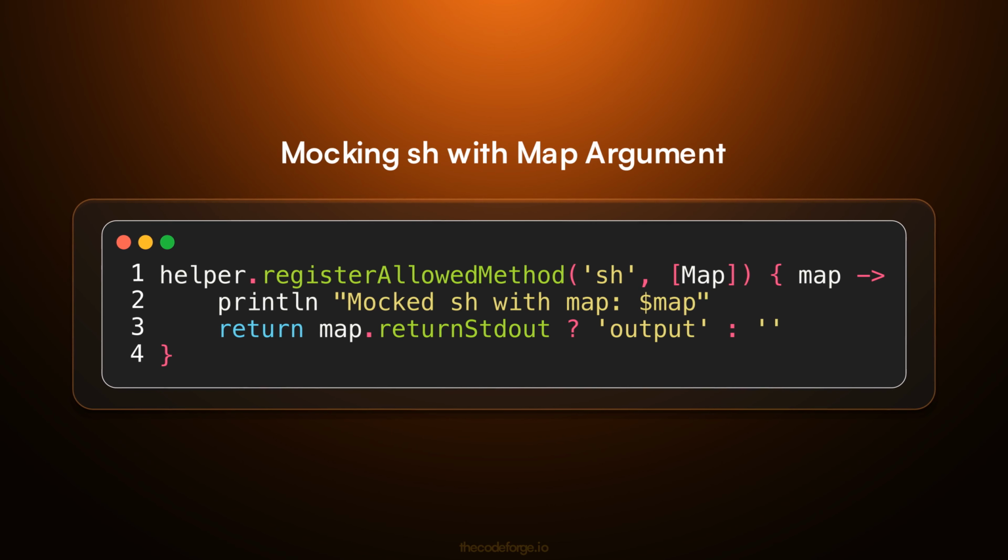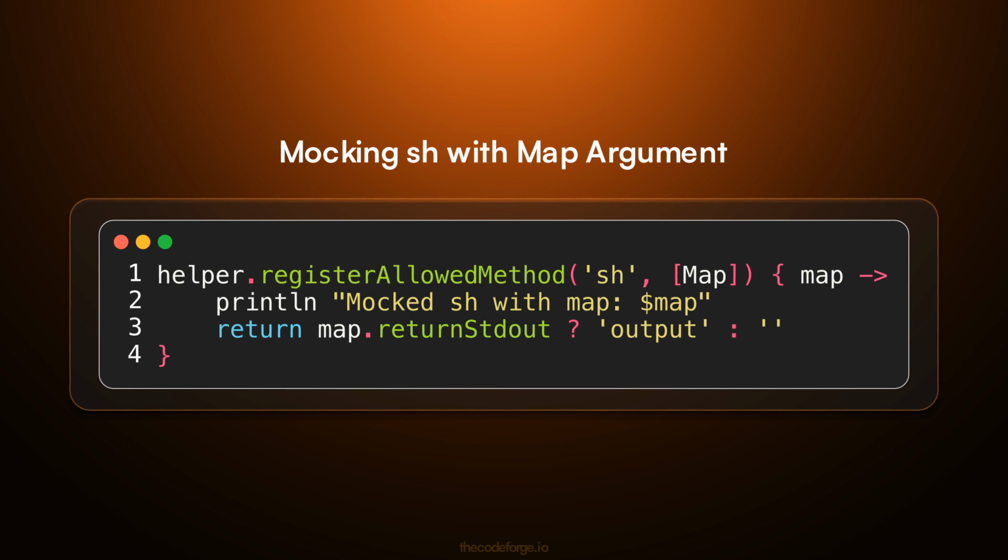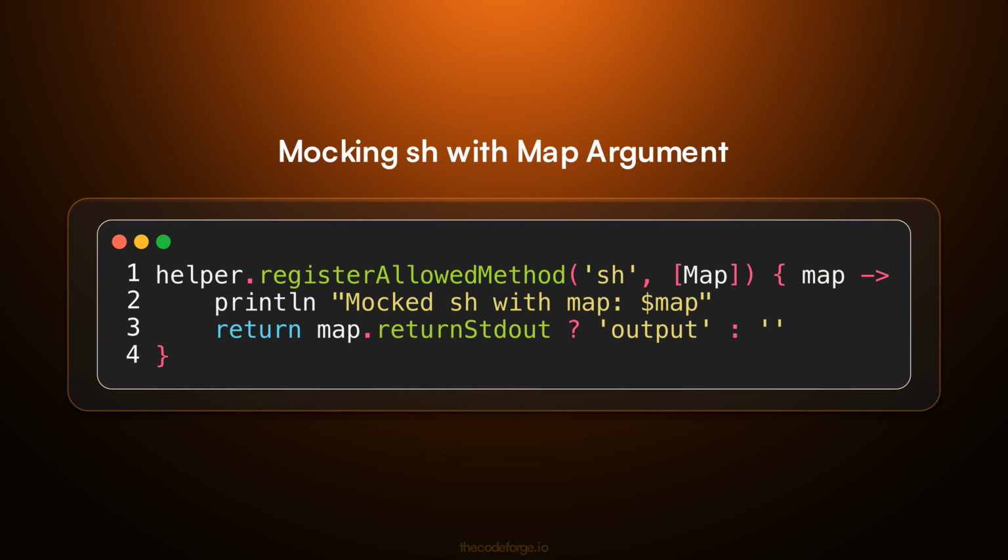The article mentions registering sh with a string parameter, but pipelines often call sh with a map, e.g. sh(script: cmd, returnStdout: true). Register both signatures to avoid a missing method exception.